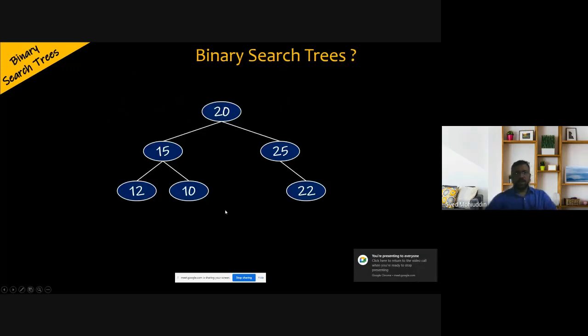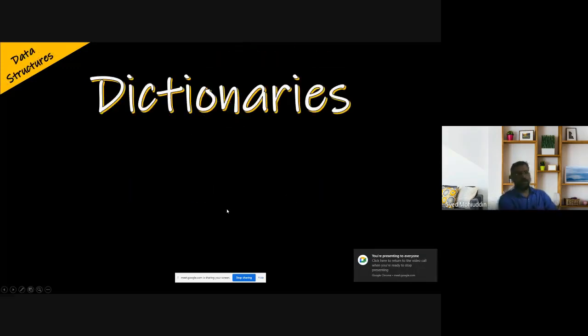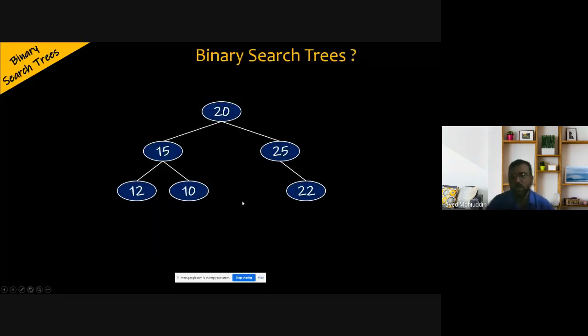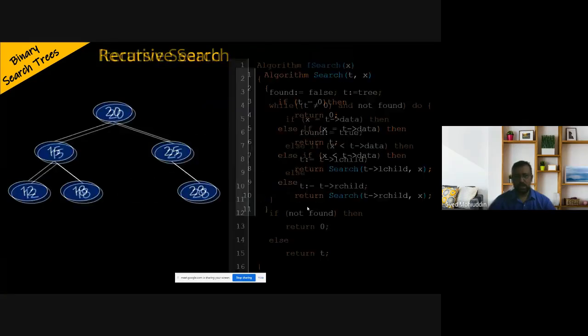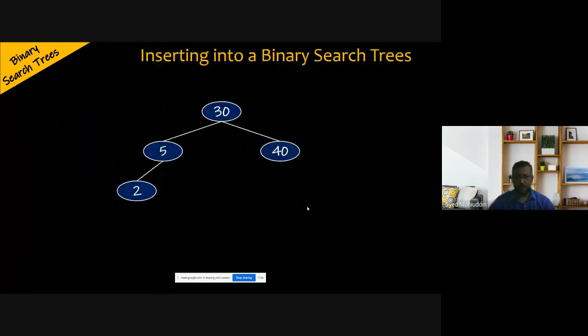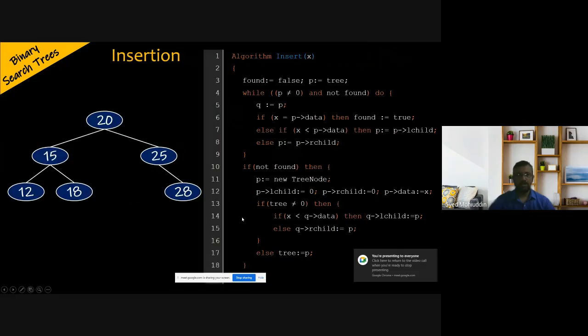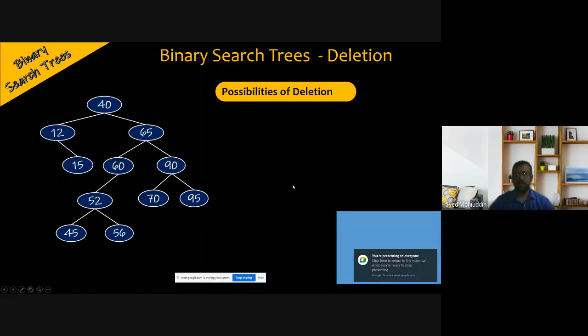Now, in the last class, we talked about dictionaries. That is nothing but binary search trees, or data structures which have unique elements or keys. That's where binary search trees come into the category or concept of dictionaries. We have seen insertion, and we were at the deletion part.